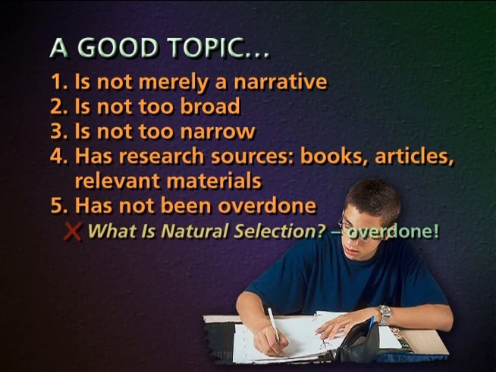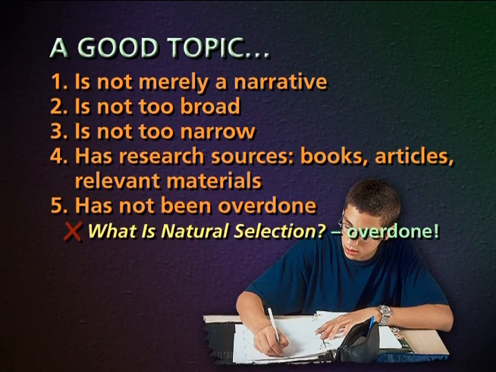For example, a topic like what is natural selection has been overdone because whenever you write about evolution, you have to define natural selection. There's really no question about it that hasn't been answered a million times before. Even the shortest encyclopedia article, for example, about evolution will describe the mechanism of natural selection, which is basically how Darwinian evolution works. So writing about what is natural selection probably wouldn't work well for a research paper at this late date. It's been done too many times and therefore is very hard to make interesting.